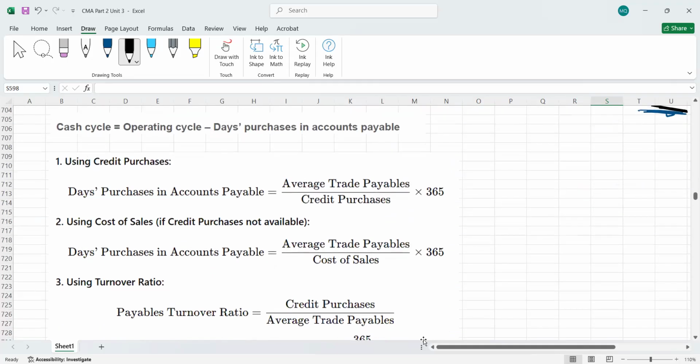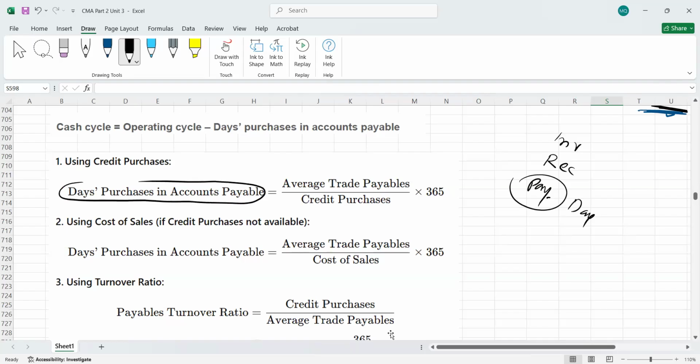Now we have already discussed the ratios about inventory and the ratios about receivables. Now only one more ratio, although I explained it in the last class also. That ratio is relevant to the payables, which I'm going to explain now. How will you calculate payable days? Payable days are also called payment period, payable days, or days purchases in accounts payable.